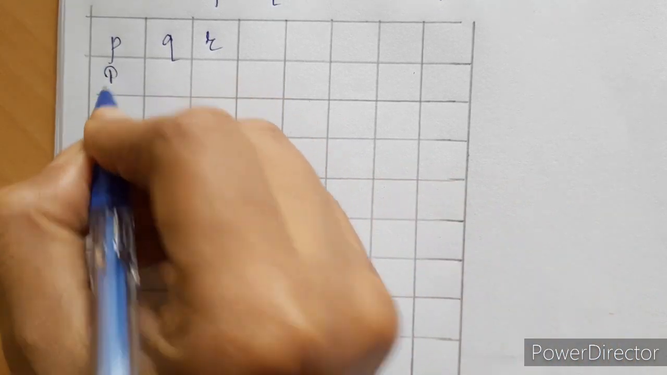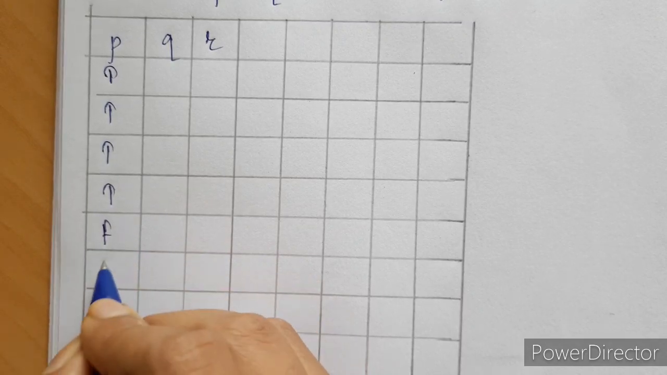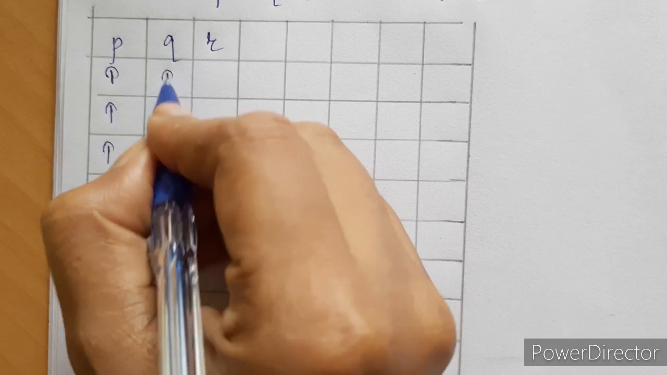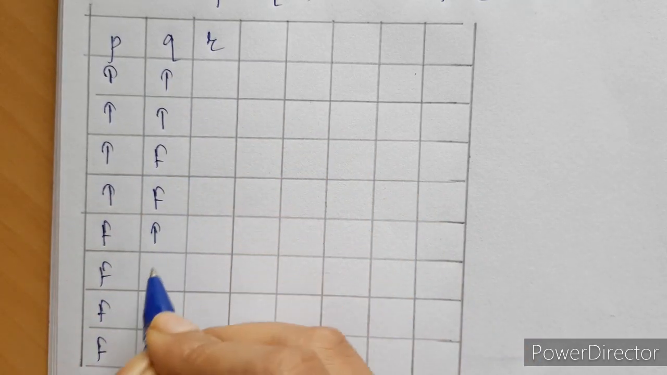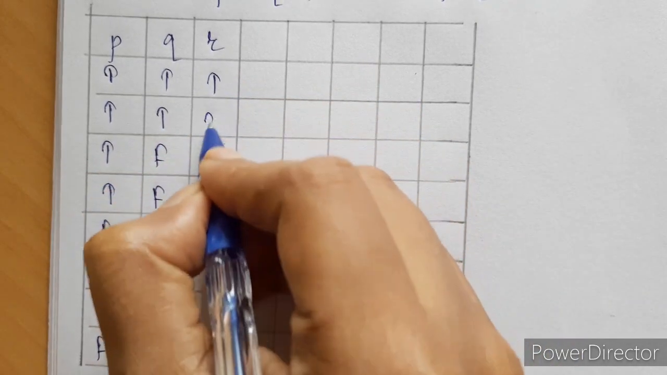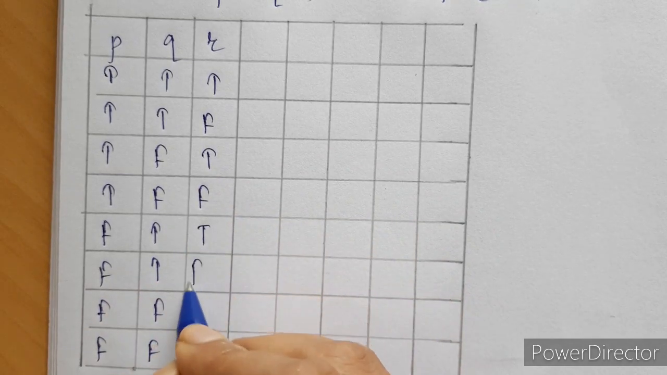So since it is 8, I am writing first 4 as true, then 4 false, then 2 trues, 2 falses, again the same pattern, and then 1 true, 1 false, 1 true, 1 false, and so on.